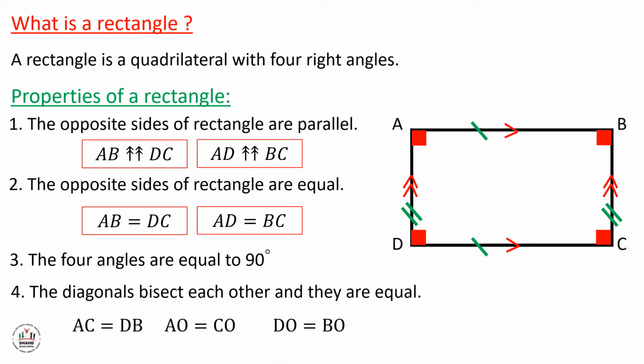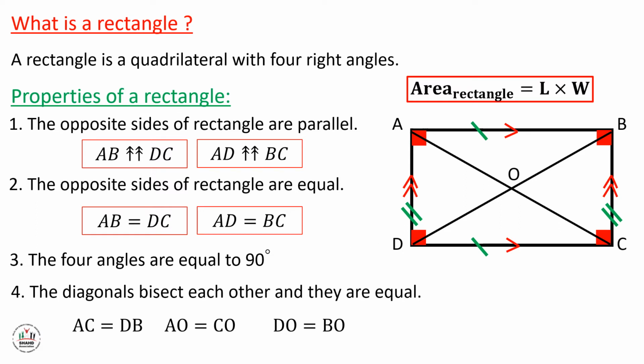The diagonals bisect each other and they are equal. This property differs from the property that we have learned in the parallelogram lesson. The diagonals in the parallelogram bisect each other, but they are not equal. Here in a rectangle, the diagonals bisect each other and at the same time, they are equal. So AC equal to DB and of course, since they bisect each other, AO equal to CO and DO equal to OB or BO.